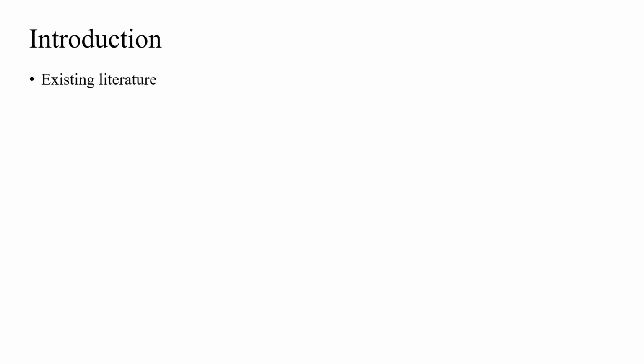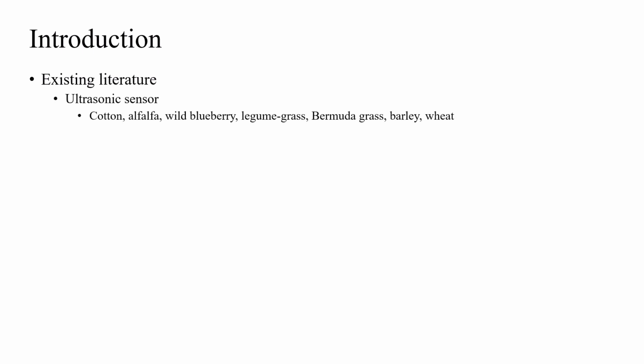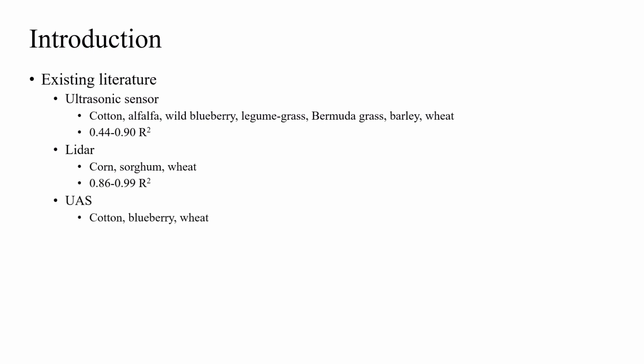In the existing literature at the time, in terms of plant height estimation, ultrasonic sensor had been applied for cotton, alfalfa, wild blueberry, legume grass, Bermuda grass, barley, and wheat, and R-squareds of 0.44 to 0.9 were achieved. LiDAR had been applied for corn, sorghum, and wheat, and R-squareds of 0.86 to 0.99 were achieved. UAS had been applied for cotton, blueberry, and wheat, and R-squareds of 0.27 to 0.99 were achieved.